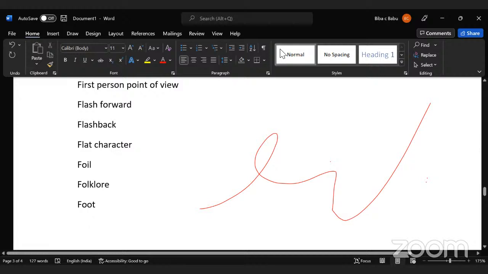Next is foot. Foot is the unit of measurement in poetry. See, I said iambic pentameter, it's a metrical foot. Foot means the measurement in poetry. It is made up of stressed and unstressed syllables.